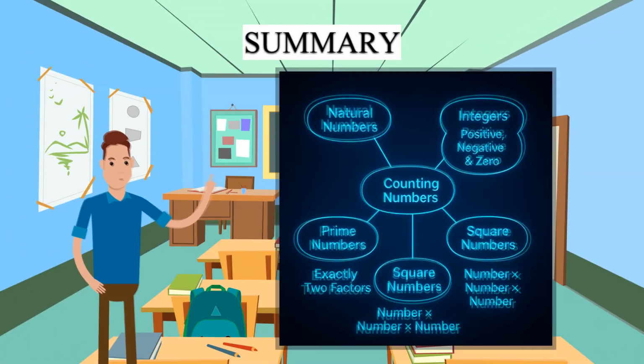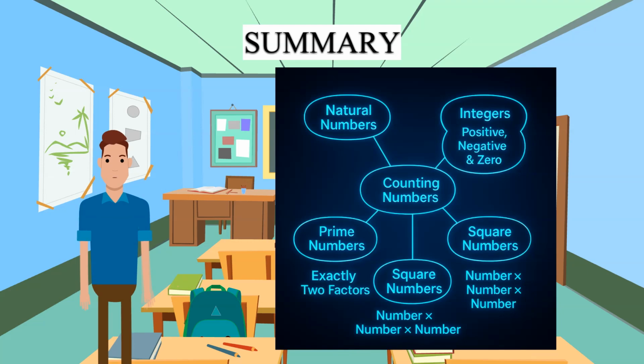Let's recap. Natural numbers are counting numbers. Integers include positive numbers, negative numbers, and 0. Prime numbers have exactly 2 factors. Square numbers are made by multiplying a number by itself. Cube numbers are made by multiplying a number by itself twice. Master these number types, and you'll have a strong foundation for the rest of the IGCSE Mathematics course.